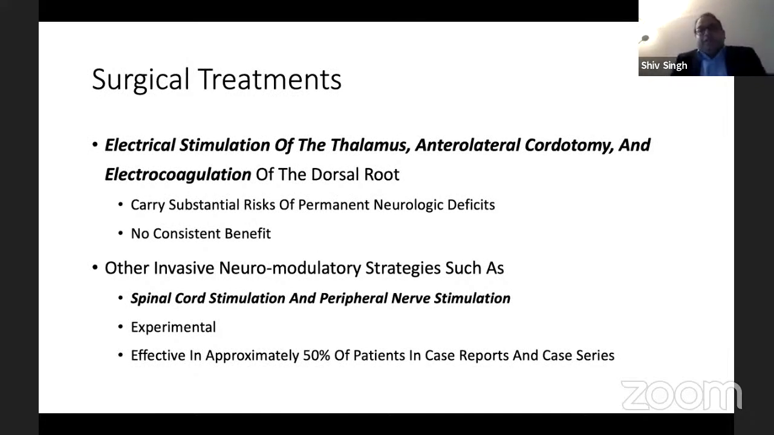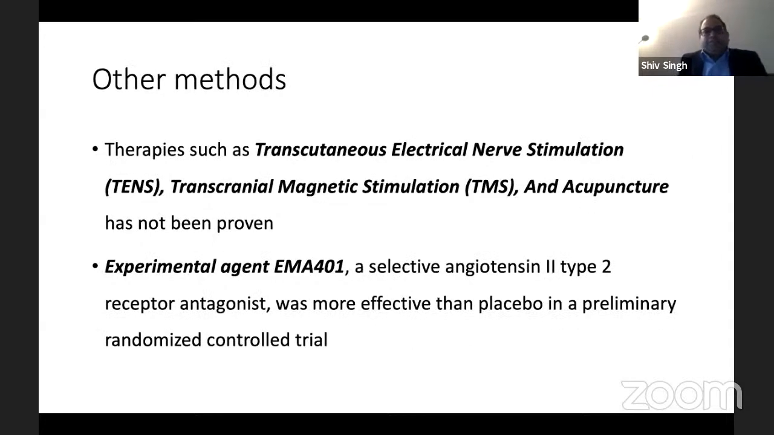More invasive treatments, surgical treatments like electrical stimulation of thalamus, anterolateral cordotomy, electrocoagulation of dorsal roots. These carry substantial risk and can cause permanent neurological damage. And there has been no consistent relief. Then there have been spinal cord stimulation and peripheral nerve stimulation. This again remains experimental. And in case reports and case series, they've been seen to be effective in about 50% of patients. So 50% of patients respond, 50% don't respond. The other methods like using TENS or transcranial magnetic stimulation or acupuncture, they haven't proven to be of much benefit.